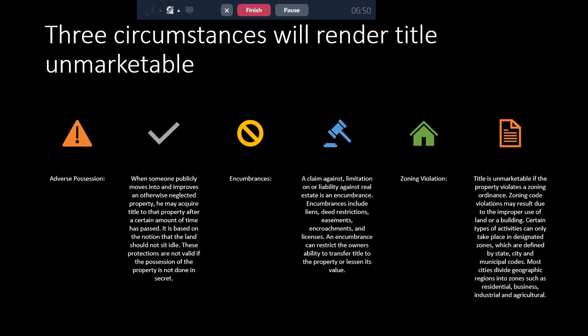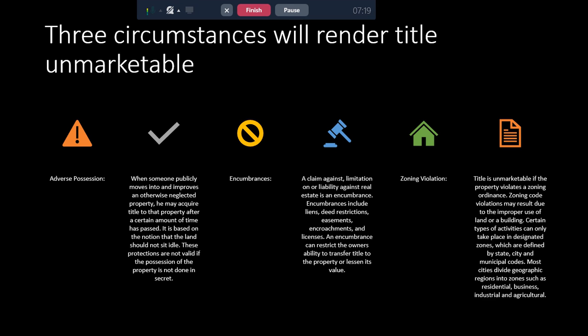Another circumstance is encumbrances. That is any claim against the property, any limitations against the property, any liability against the property is called an encumbrance. An encumbrance includes the liens, the deed restrictions, the easements, the encroachments, and licenses. So an encumbrance will restrict the owner's ability to transfer title of property to another person.